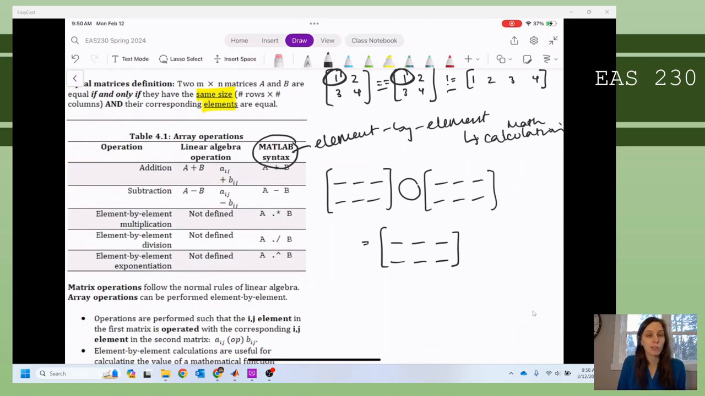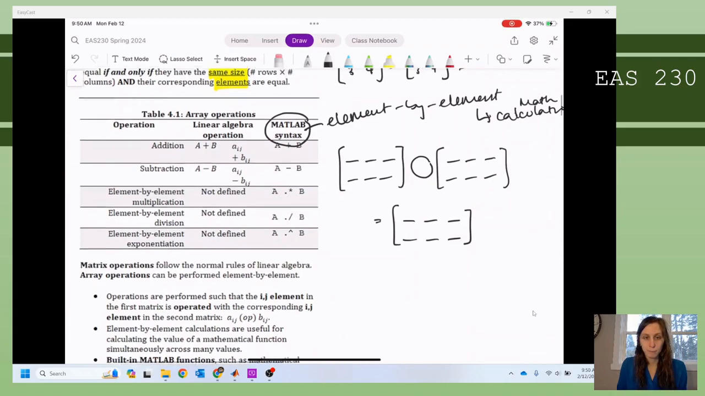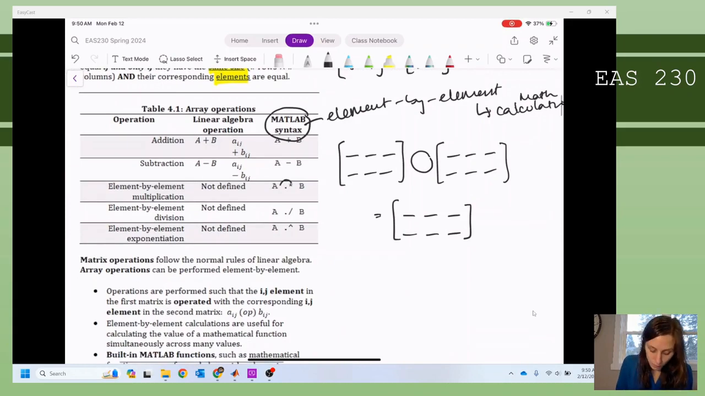Addition and subtraction, those are performed normally. If I want to do multiplication element by element, I have a dot. If I want to do division element by element, I have a dot in front of it. And if I want to do exponentiation element by element, I have a dot. So that's this special dot notation that allows us to do element by element operations on multiplication, division, and exponentiation.